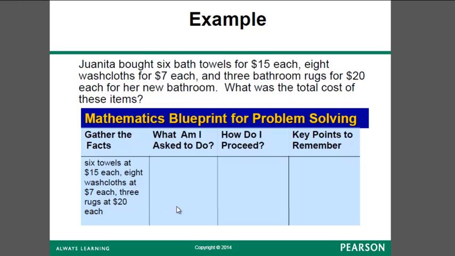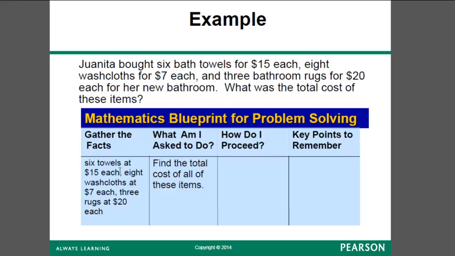What are they asking me to do? What is the total cost of these items? It wants me to find the total cost of all the items. But then, how do I proceed? There's actually several different things that I need to do here.